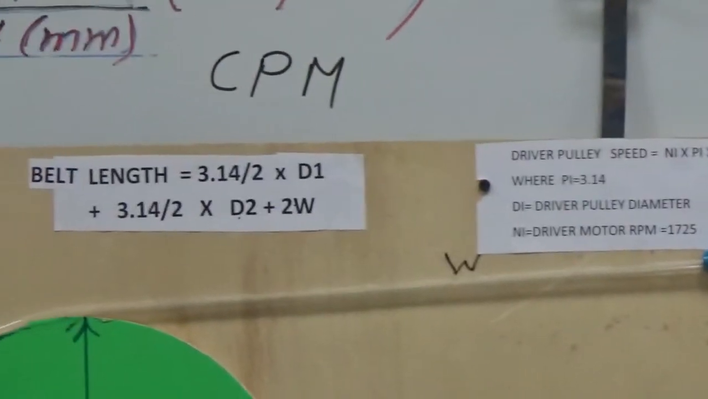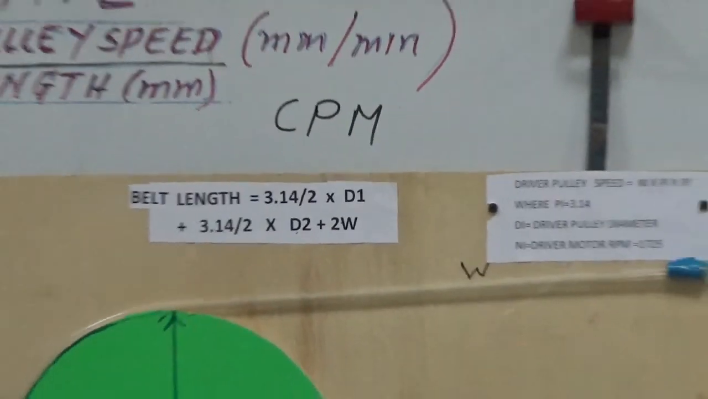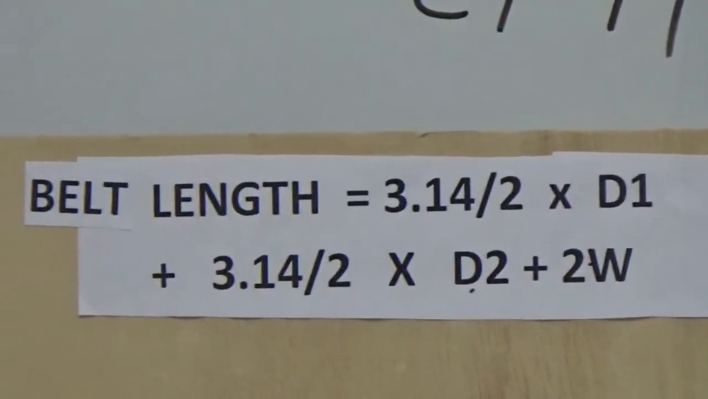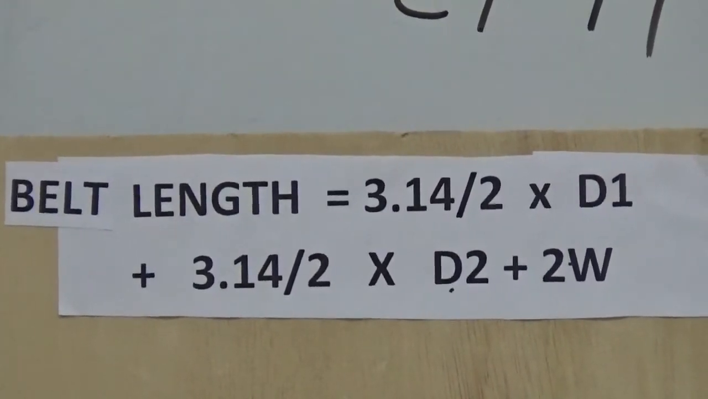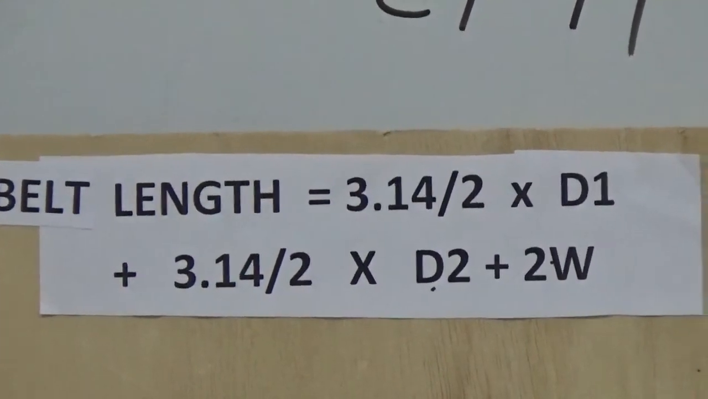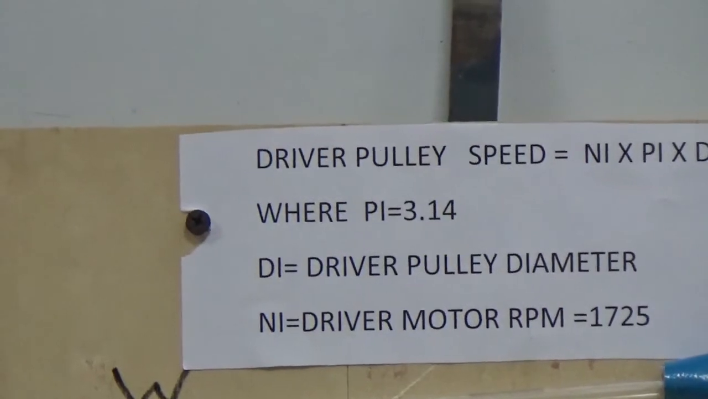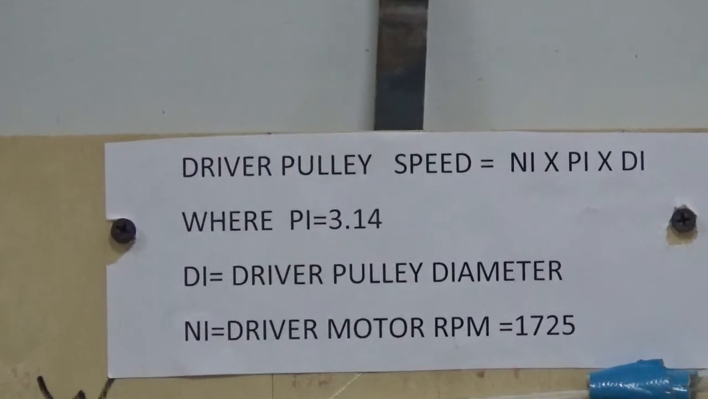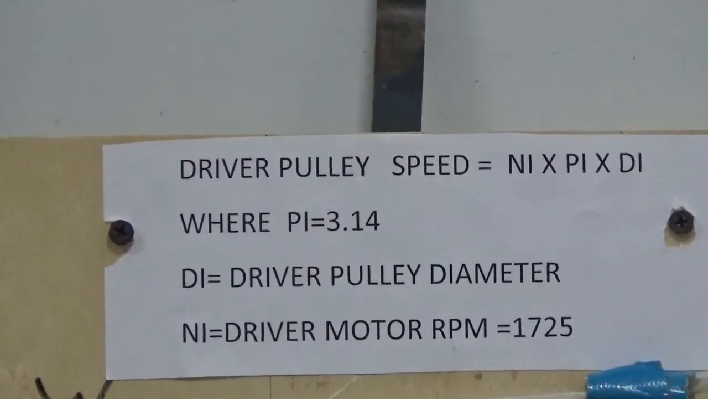This is belt length. You can calculate it here. This is the formula for belt length. 3.14 divided by 2 is 1.57. And then you can also see here the driver pulley speed. This is the formula for driver pulley speed. Pi is 3.14.